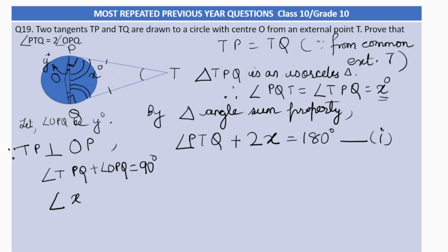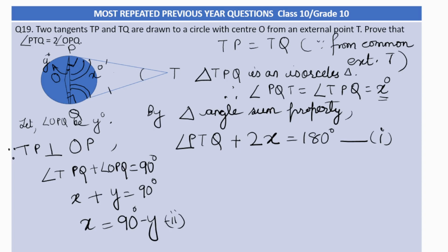I'll remove this angle symbol, and write x plus y. Y is which one? The small angle. Here we have taken OPQ as y. So I'm substituting here, x plus y equal to 90 degrees, right? Now x in terms of y will be x equal to 90 degrees minus y. This is our second equation.